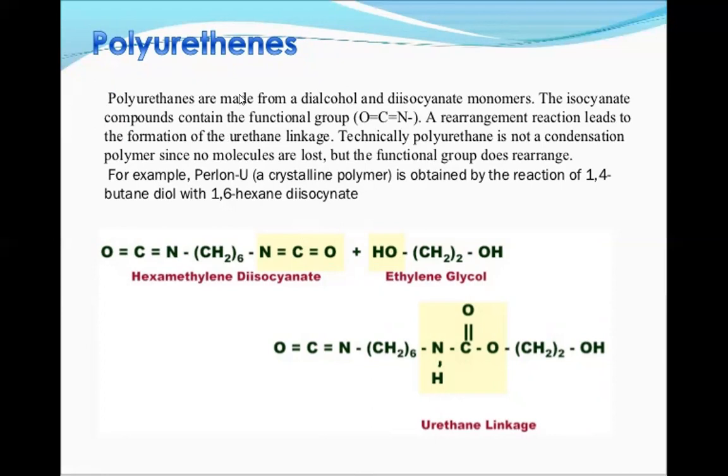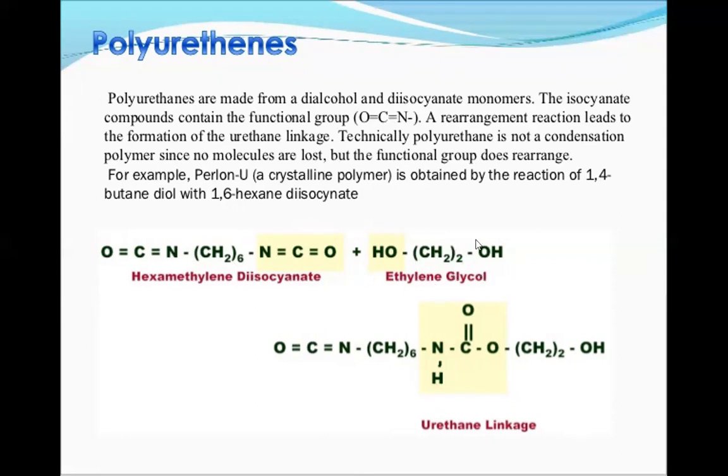The isocyanate compound contains a functional group of OCON, isocyanate, whereas the cyanide contains only C triple bond N. This is the structure of the isocyanate. The rearrangement reaction leads to the formation of urethane linkage. This is the urethane linkage. Technically, this polyurethane is not a condensation polymer since no molecules are lost. In this, no molecules are lost, but the functional groups rearrangement takes place.